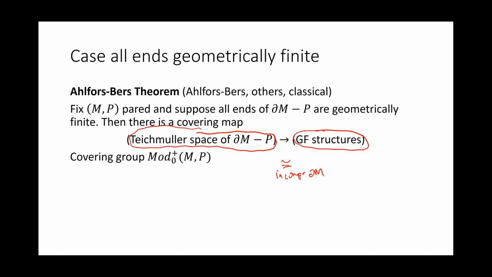In the compressible case, it's a covering of that. So there's a covering map from Teichmuller space to geometrically finite structures, and you have to quotient out by orientation preserving homeomorphisms of M. Okay, but in any case, a point on the Teichmuller space will give you a geometrically finite structure.